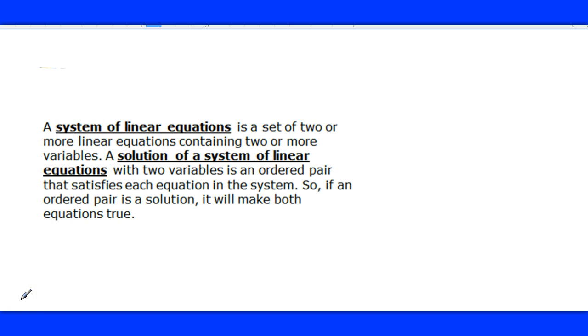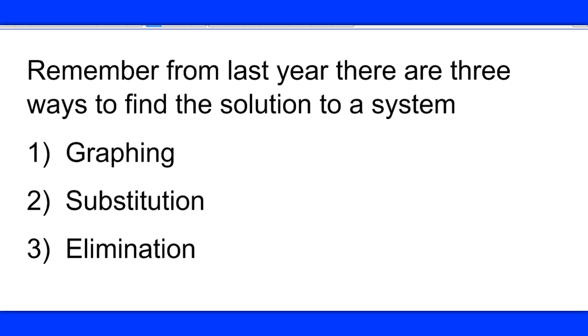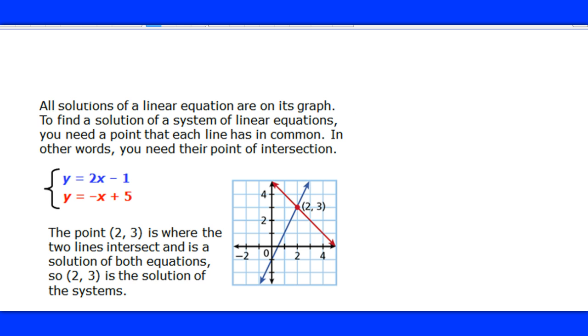When you have a system of linear equations, it's where you have two or more linear equations that have two or more variables. The solution is that point, that ordered pair, that works in each equation. So if it is a solution, it will work in both of those equations. Remember that we learned three different ways to find those solutions: 1, graphing, 2, substitution, and 3, elimination. And we're going to go through those quickly.